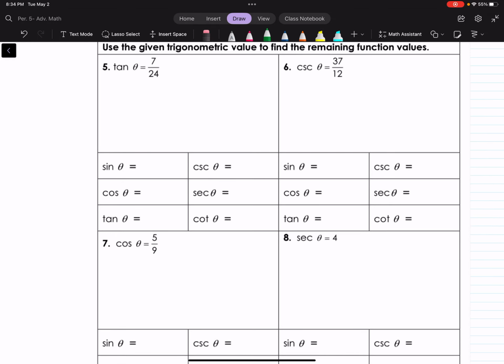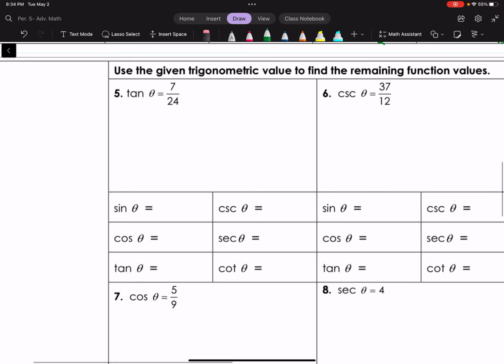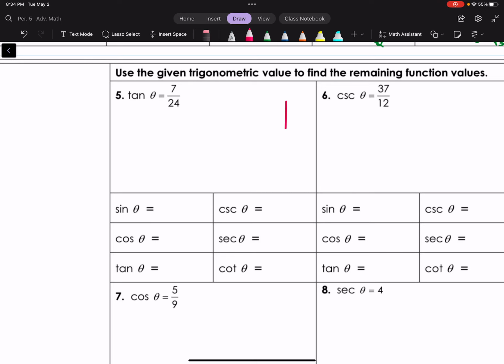So I will go ahead and do number 5 and number 8 here. Let's create a triangle for number 5. You can create and draw this triangle however you want, just making sure that this ratio works at the end of it. So I'm going to go ahead and just draw a very basic triangle. Here's my right angle, and I'm going to put theta down here. It doesn't matter where you put theta. Just make sure that you put the sides in the right place.